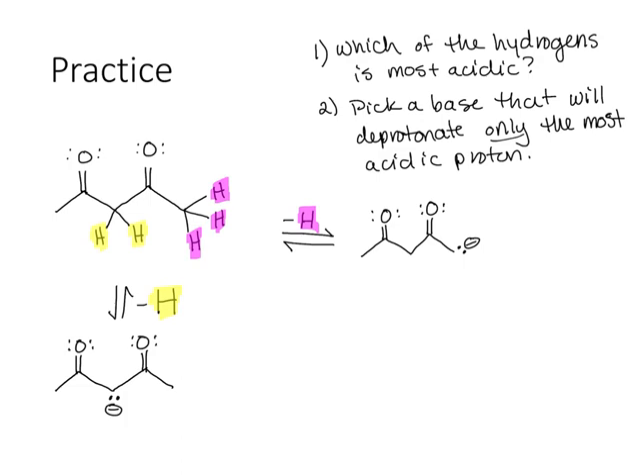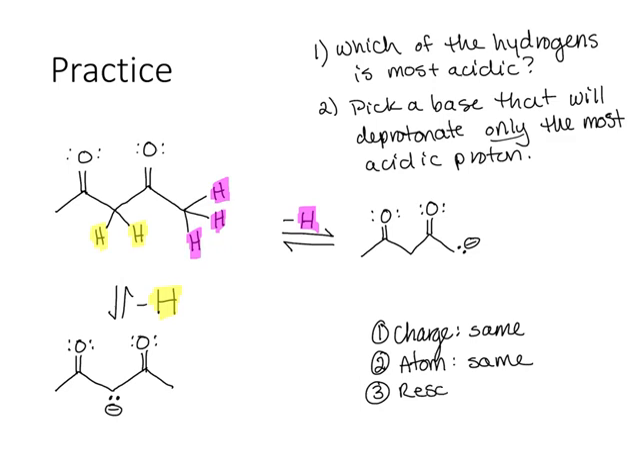All right, so now we need to go through CARDIO and figure out which of these conjugate bases is more stable. Let's go through C, charge. The charges are the same. They're both negative. Next is atom. Both of those negative charges are on a carbon. So then we go to resonance.